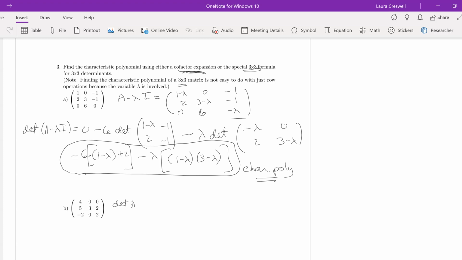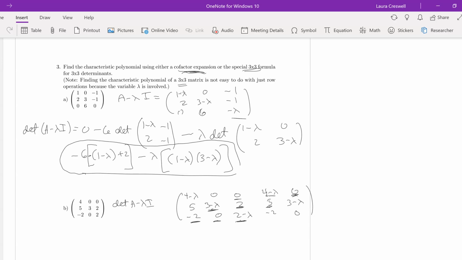So let's first find out what A minus lambda I will be. So I'll have 4 minus lambda, 0, 0, 5, 3 minus lambda, 2, negative 2, 0, 2 minus lambda. Okay, so remember the trick. So the trick is going to be rewrite this column here and rewrite this column. Okay, so remember I'm going to do the upwards diagonals. So this times this times this. Oh, that's 0. This times this times this. Oh, that's 0. And the same here. So all the upward diagonals, which I was going to subtract, are all 0.